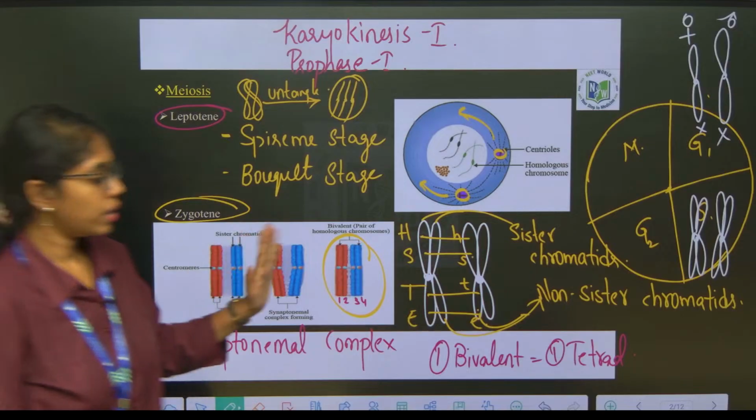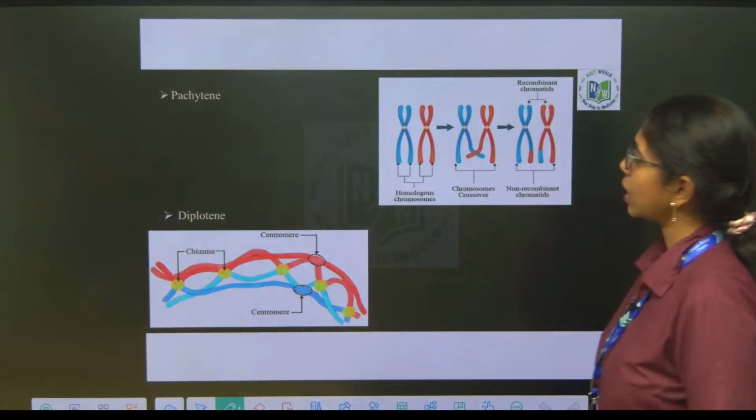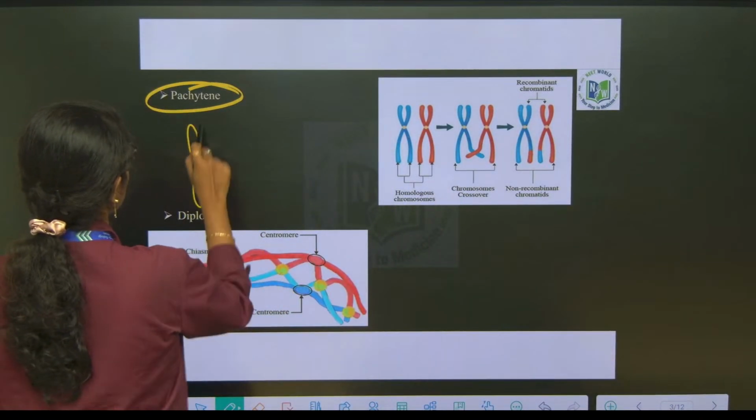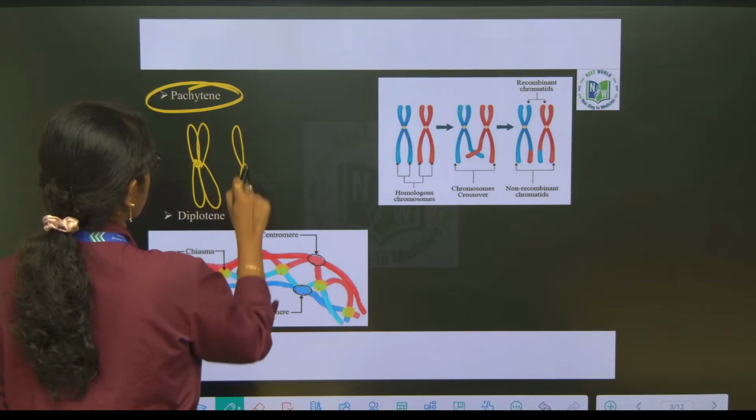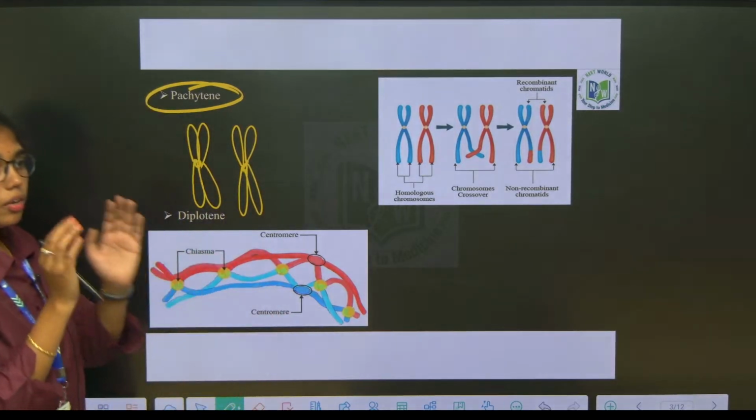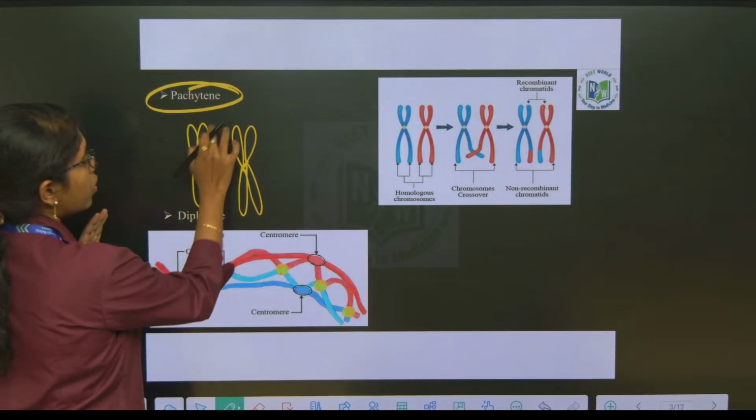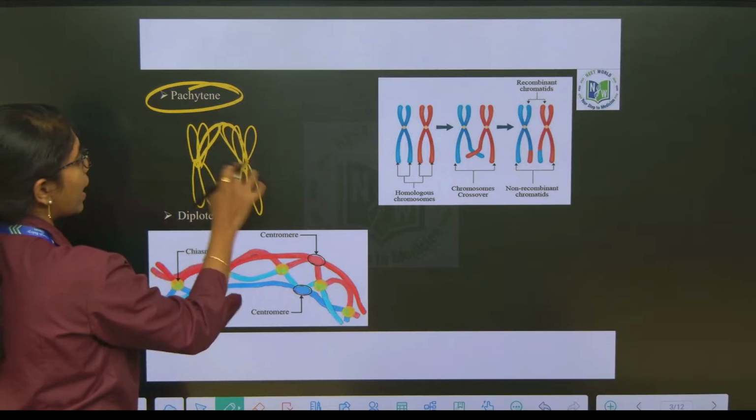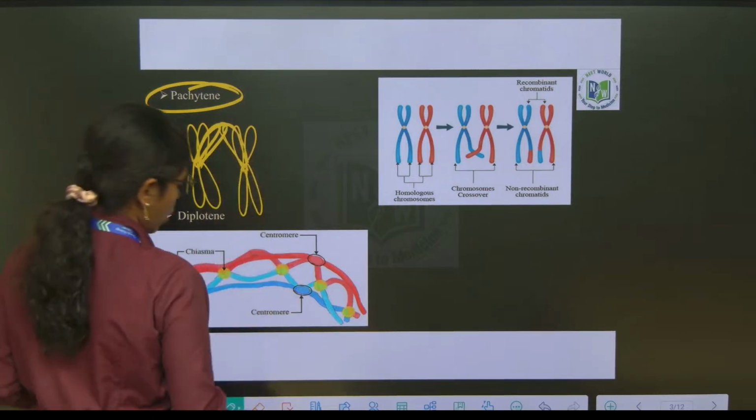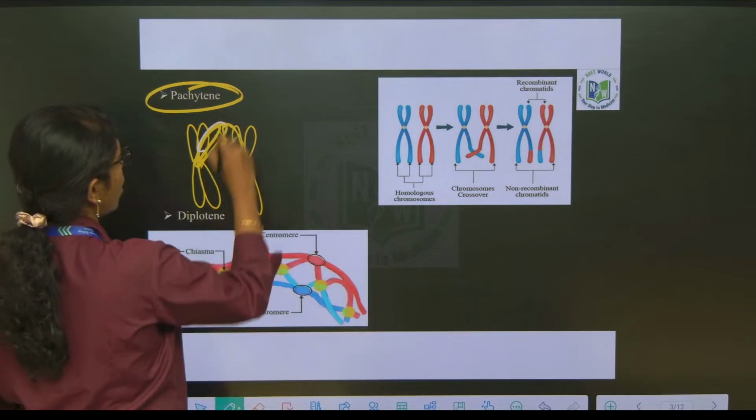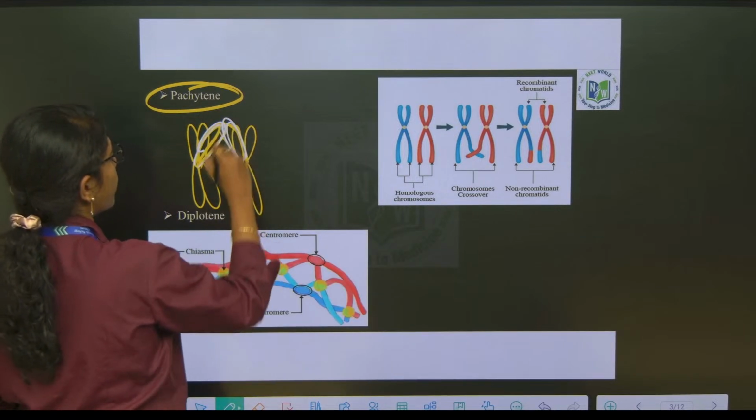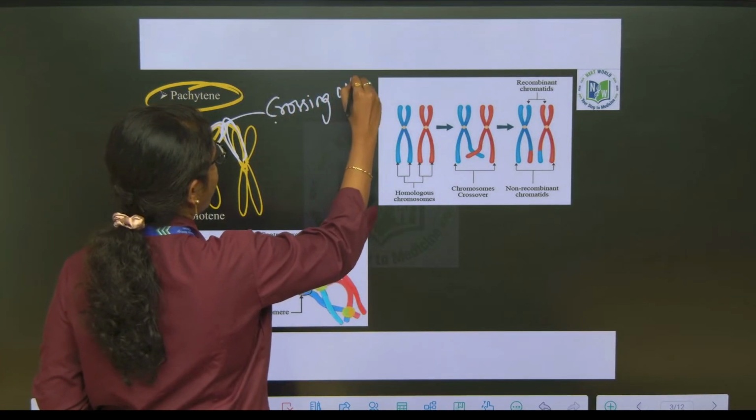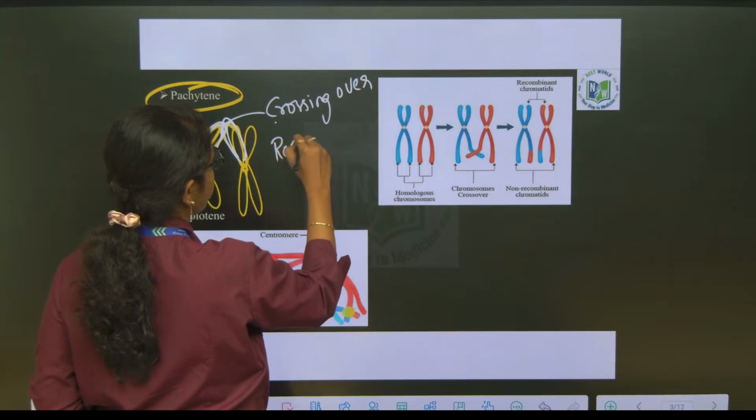Clear right now? Now you see, in pachytene what happens is, these two chromosomes with alleles at the same location, they will form what? Two non-sister chromatids of homologous chromosomes will start pairing like this. This is called as what? Crossing over. Okay, this is called as crossing over. Crossing over or recombination is one and the same.